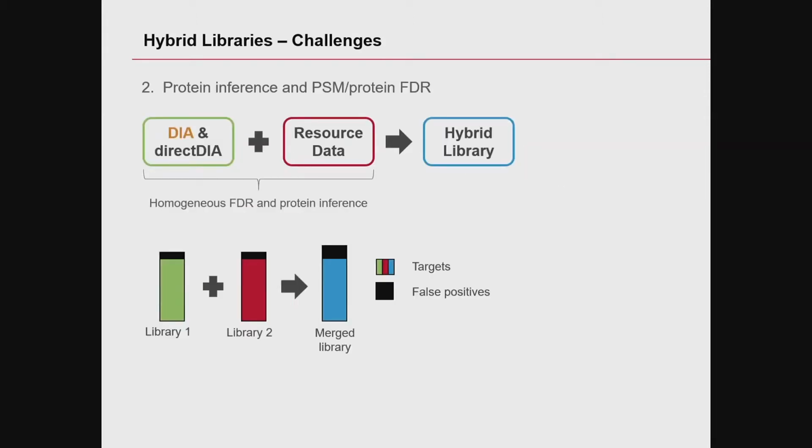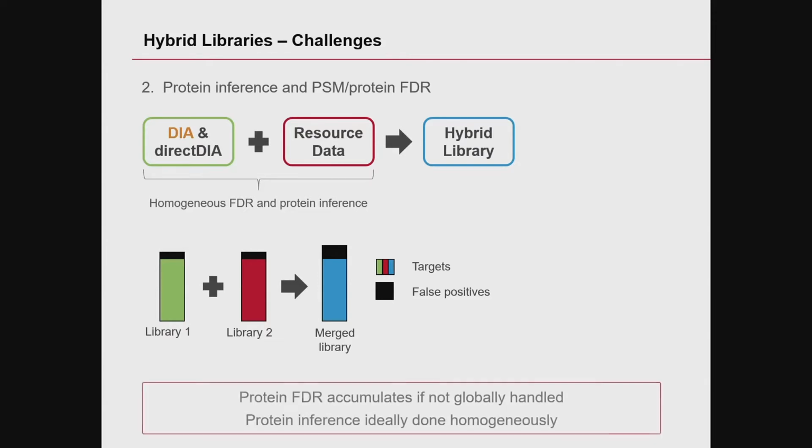The second challenge, as I have been saying before, is the protein inference and protein FDR. I have a little bit more details about that. Ideally, you would do this homogeneously on the 2 data sets. And here is a little motivation why it's good to do that for the protein FDR: if you start to lump together data and you don't control your protein FDR on the whole, you actually accumulate your protein FDR. It's certainly not optimal if you do that, because you accumulate bad data. And if you would do it too extensively, then it would certainly not lead to a very good result.